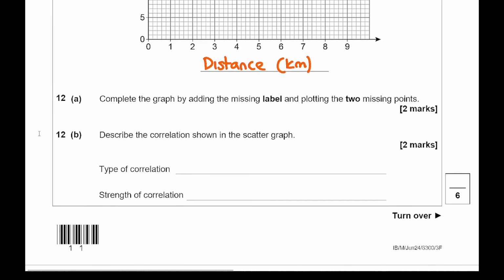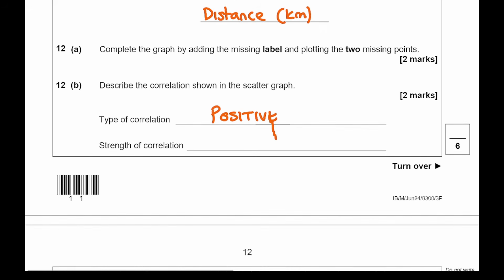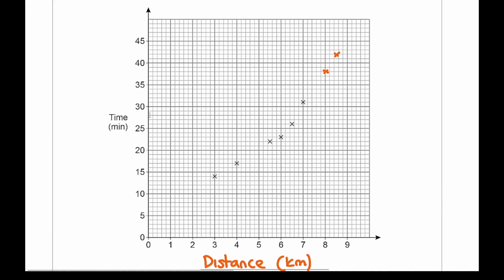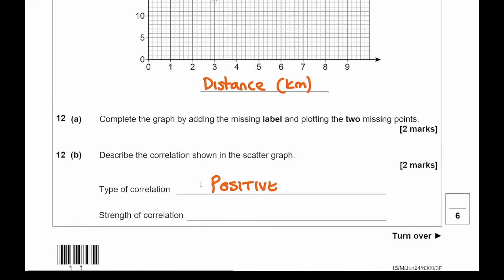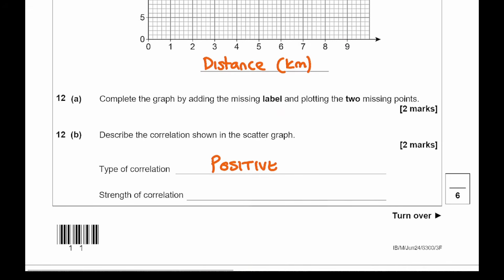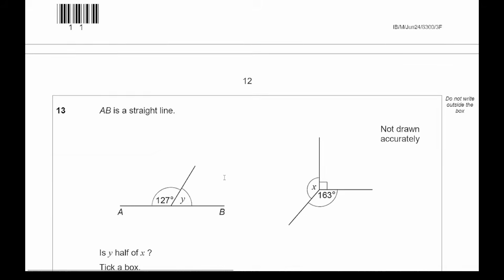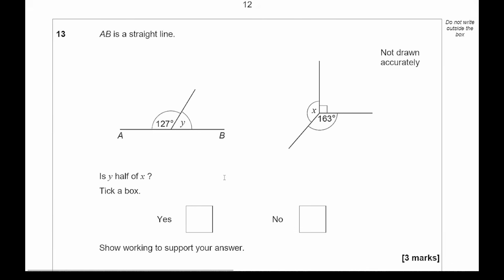Then for question 12b, it says describe the correlation shown in the scatter diagram. Well, this type of correlation is going to be positive, and if I was to draw a line of best fit, the points would be very, very close to the line, if not on it, and so I would go as far as saying that the strength is strong.